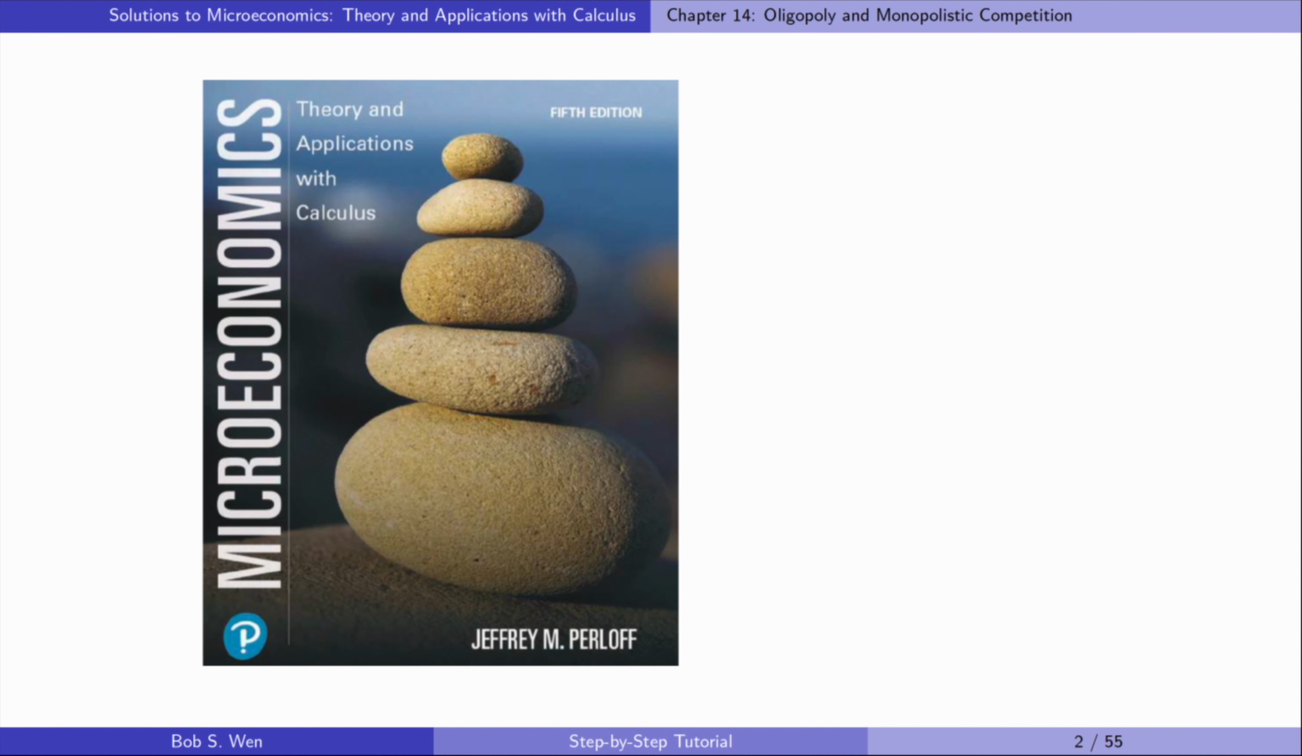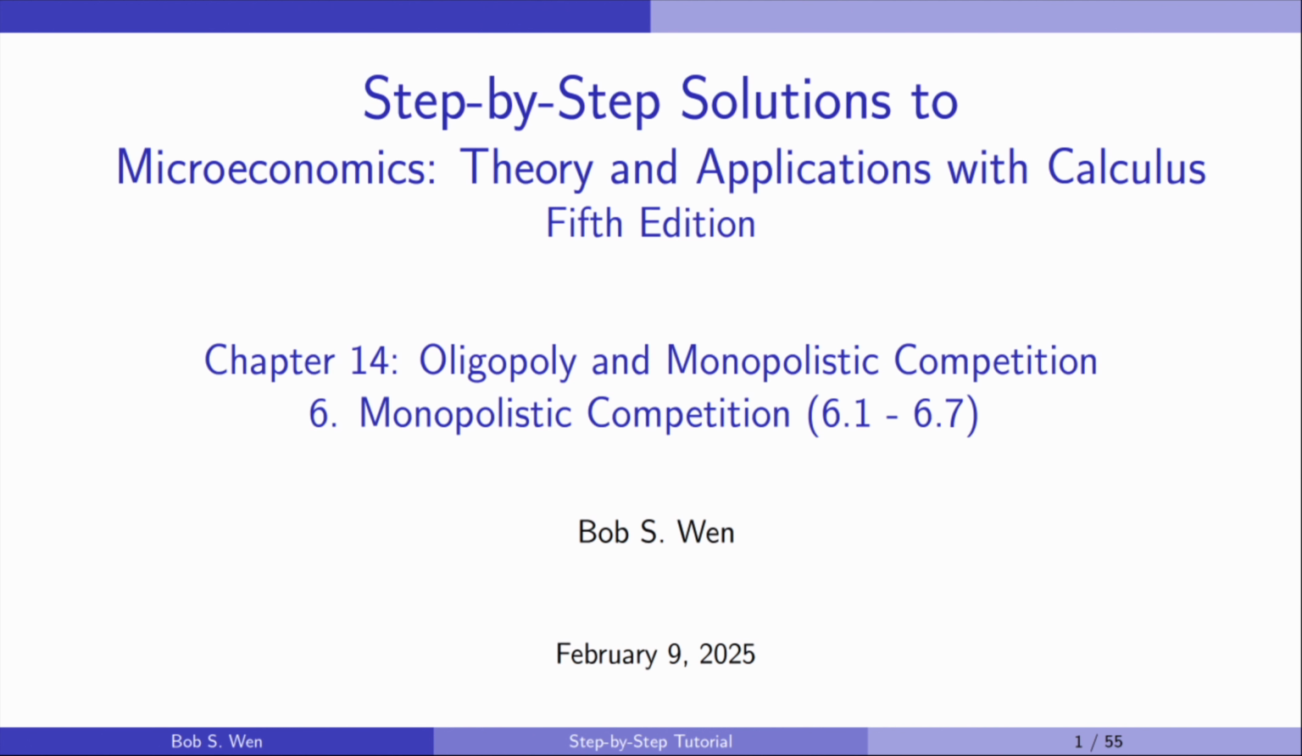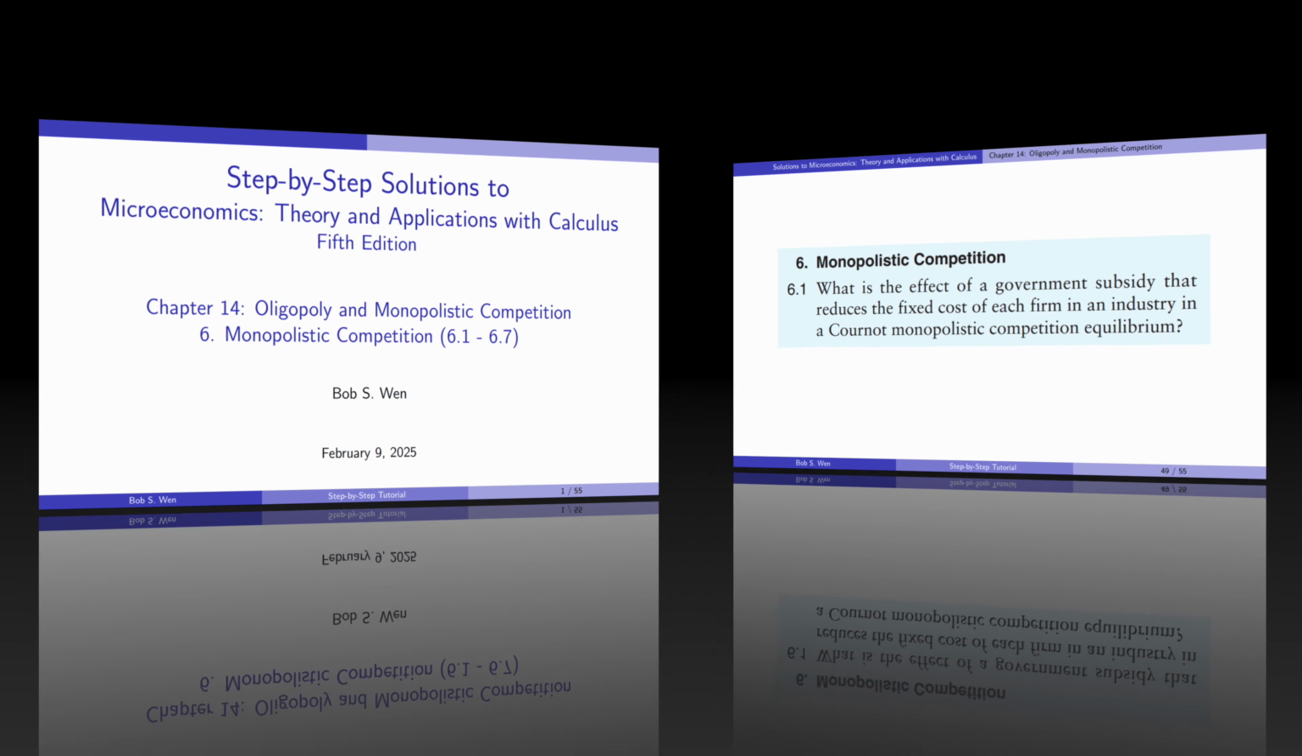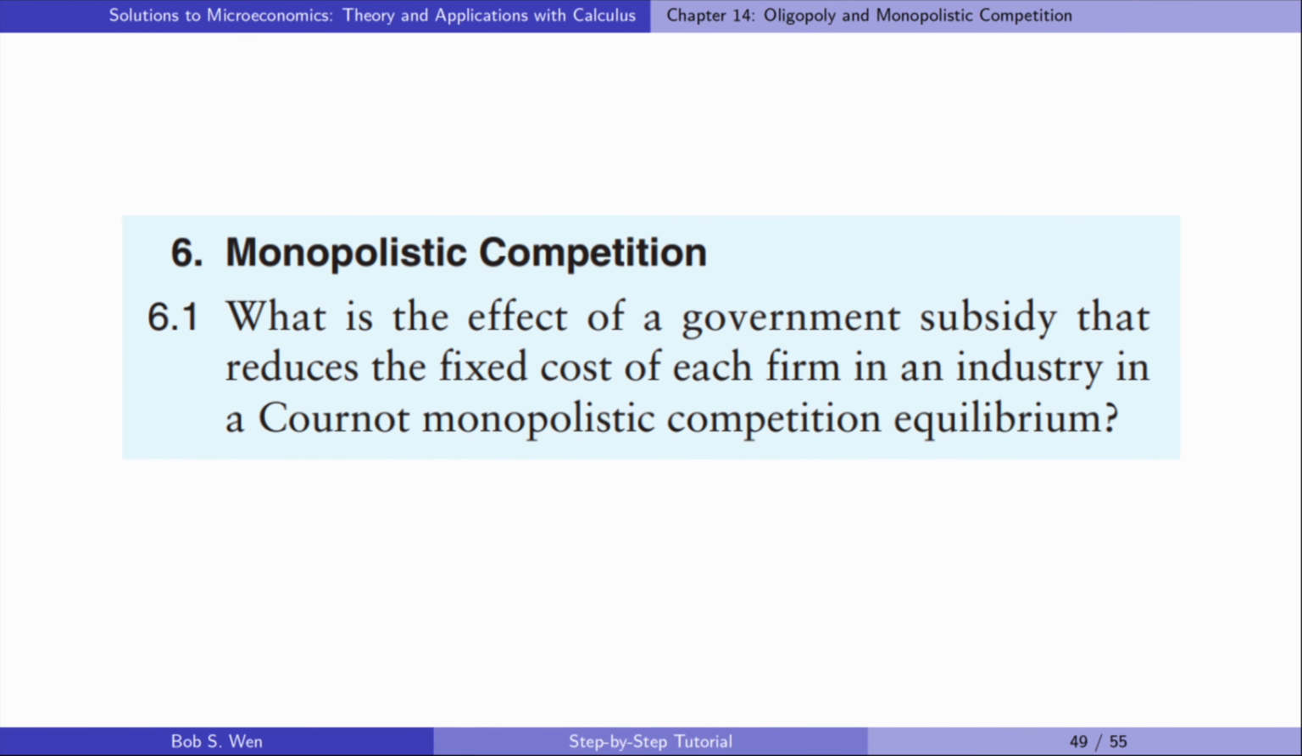Calculus, the 5th edition. We are going to discuss the problems related to the monopolistic competition model. Let's answer exercise 6.1. What is the effect of a government subsidy that reduces the fixed cost of each firm in an industry in a cornered monopolistic competition equilibrium?